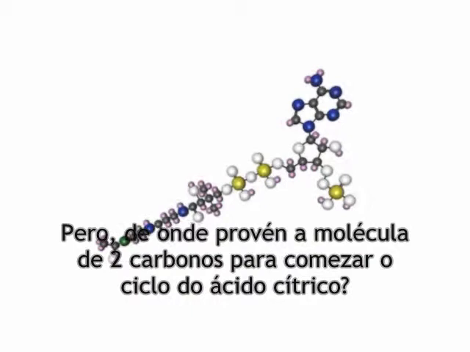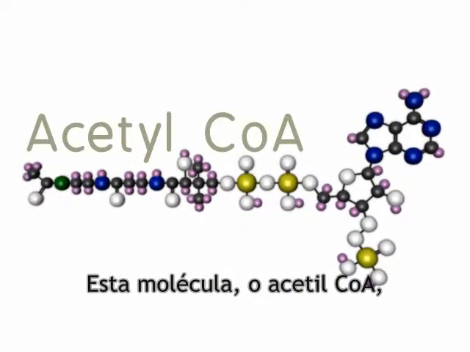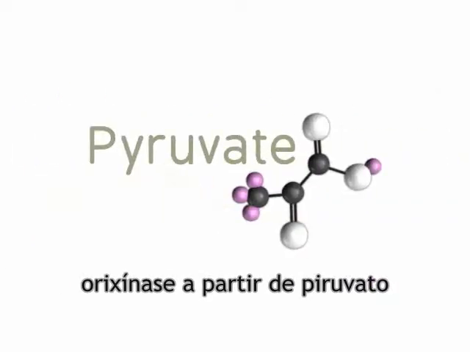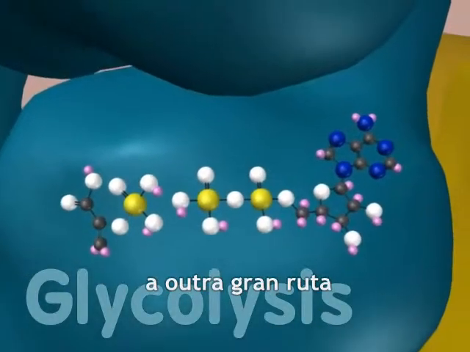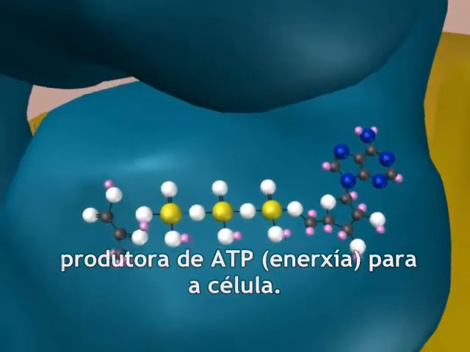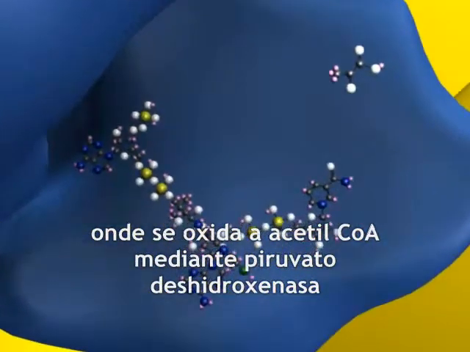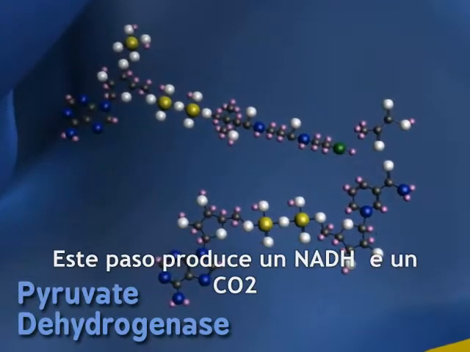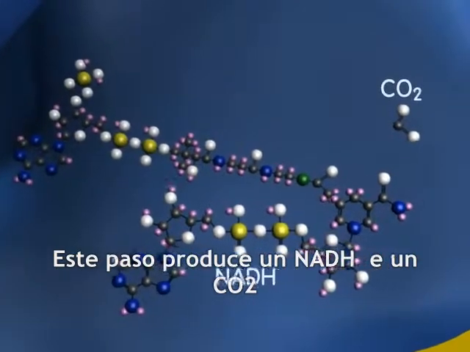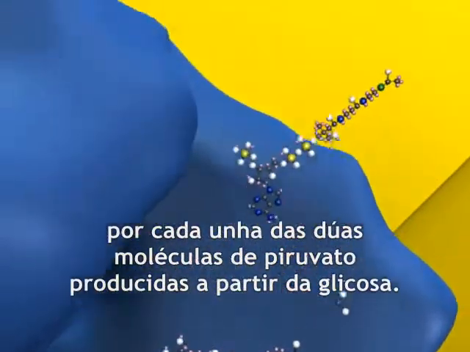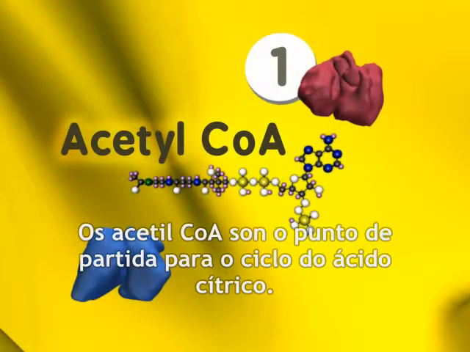So where does the 2-carbon molecule come from to begin the citric acid cycle? This molecule, acetyl-CoA, is made from pyruvate. Pyruvate is a product of glycolysis, the other major ATP-producing cycle in the cell. Pyruvate is transported into the mitochondrial matrix, where it is oxidized to acetyl-CoA by pyruvate dehydrogenase. This step produces 1 NADH and 1 carbon dioxide for each of the 2 pyruvate molecules made from glucose. The acetyl-CoAs are the starting point for the citric acid cycle.